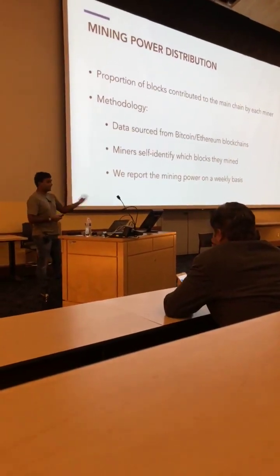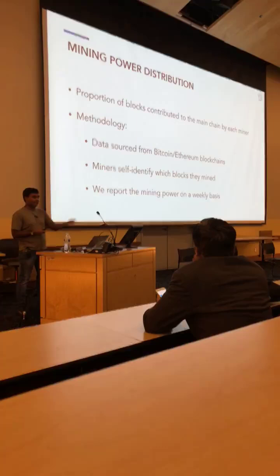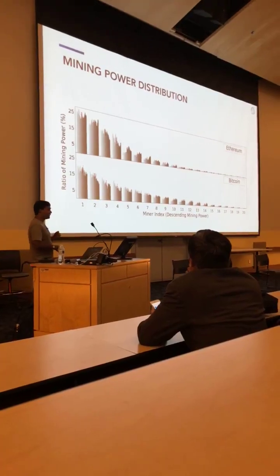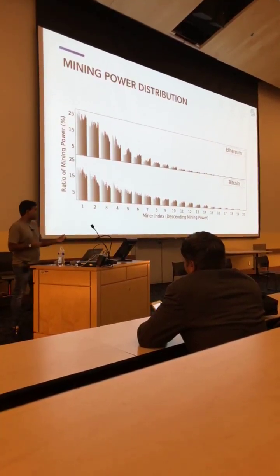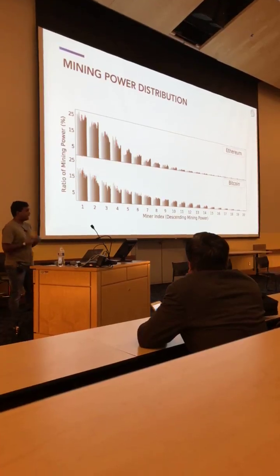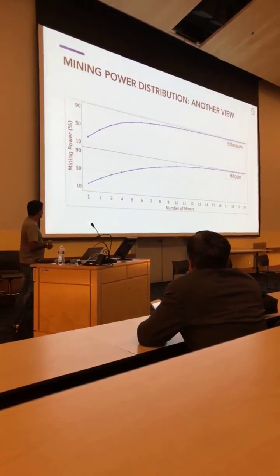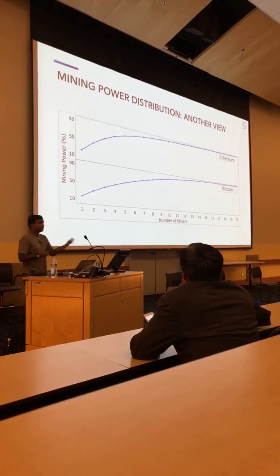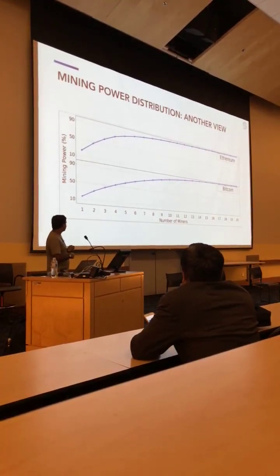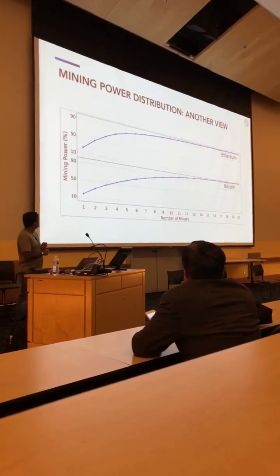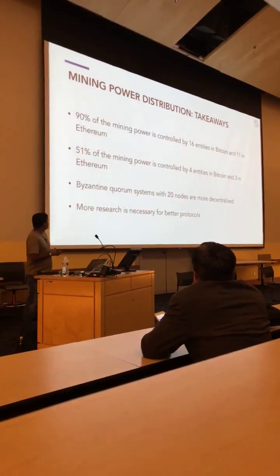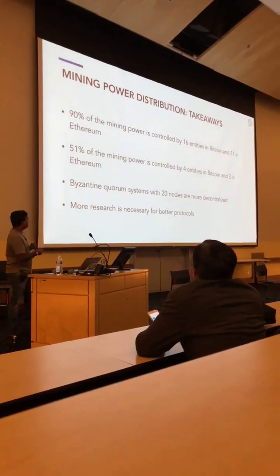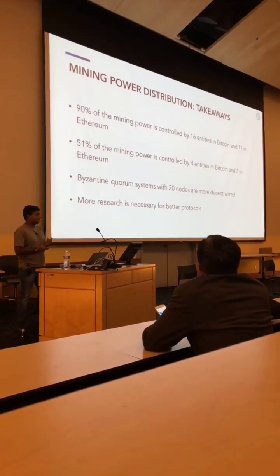And here we can just get the data from the Bitcoin and Ethereum blockchains itself, because miners self-identify which blocks they mine. So if we look at the mining power distribution, this is sorted according to how powerful each miner is. It's basically an exponential curve. I think a more useful view is actually this one, which talks about how many miners does it take to get to a certain percentage of hash power in Bitcoin and Ethereum. And we actually see that in Bitcoin it takes 4 miners to get to a 51% attack. In Ethereum you only have to talk to 3. And again, if you want to control almost all the hash power, like 90%, you only need to talk to 16 entities in Bitcoin and 11 in Ethereum.